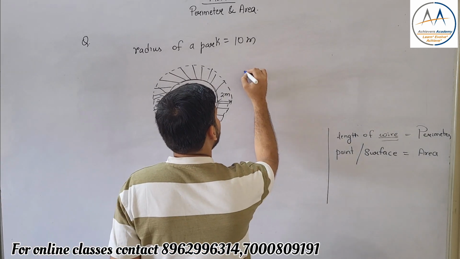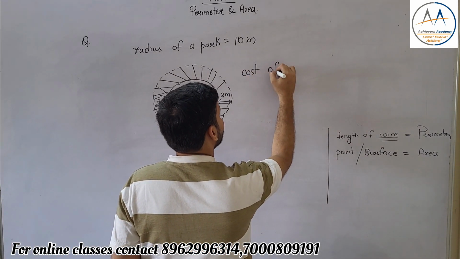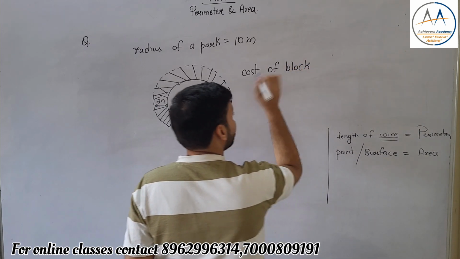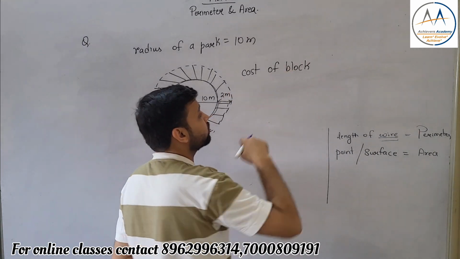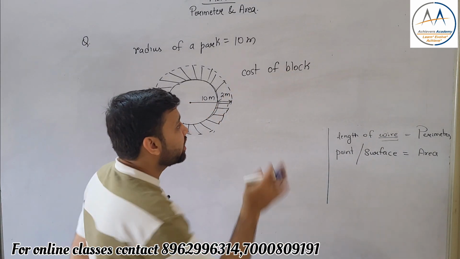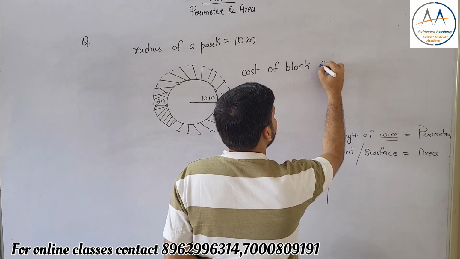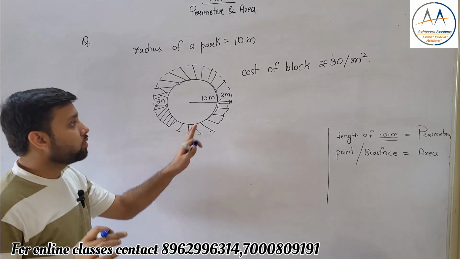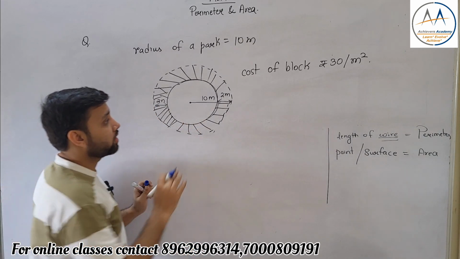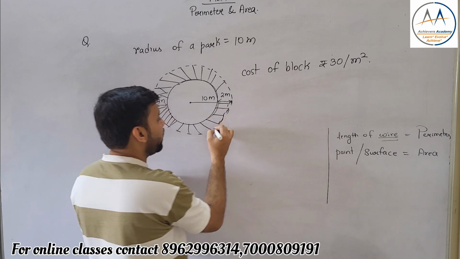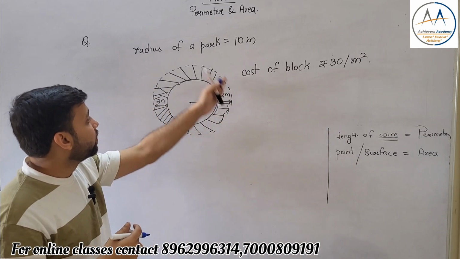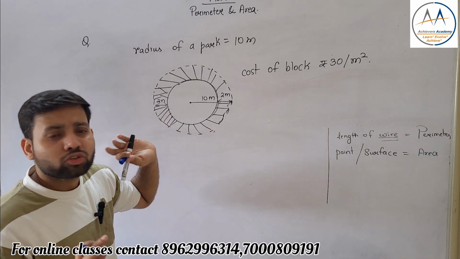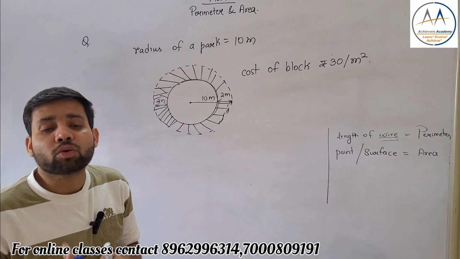Now again they can ask the cost of blocks. They have a rate, because they don't directly write the cost is 300, 200, 500. No, they'll give the cost of block is rupees 30 per meter square. So we need to find the total amount required to make this pavement or to put the blocks on this pavement. Okay, so we need to calculate the total cost or the total amount required.